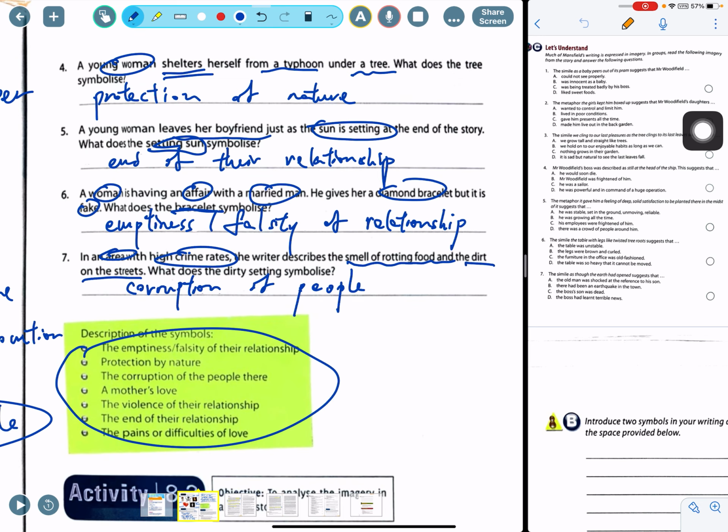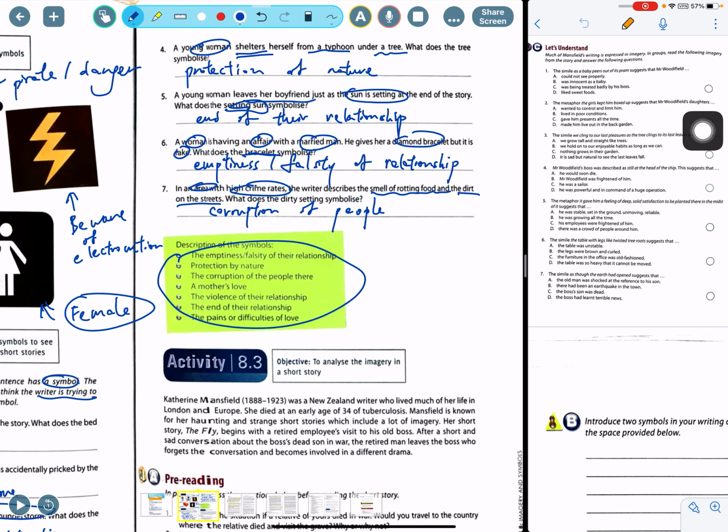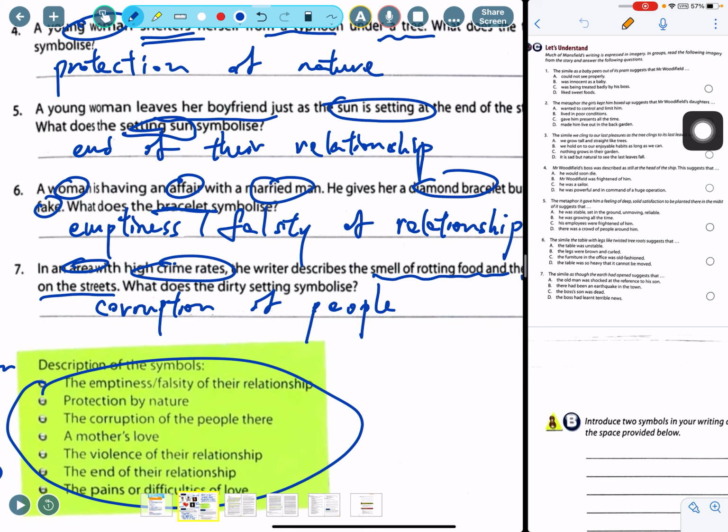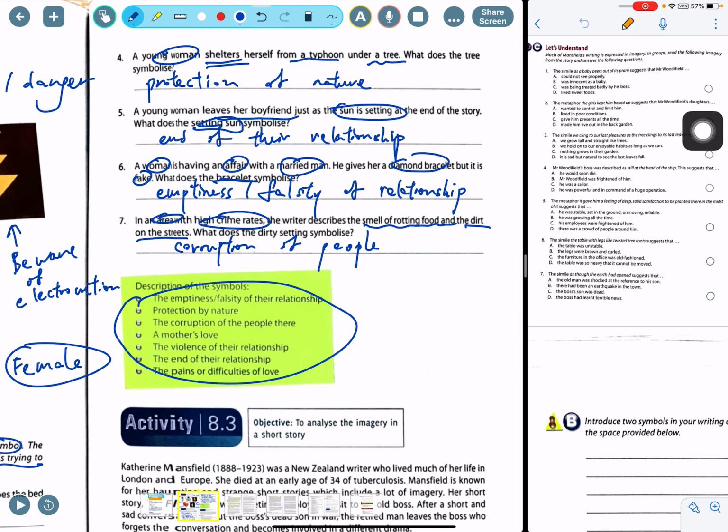All right, so these are the symbols that you can kind of understand when you see fake diamond bracelets, setting suns, or the dirty setting, that you kind of feel what it's like and have to get in the mood of something. And then for the story this time, I don't think the meaning or the plot is as important as the description, because we want to focus on imagery and symbols. So I'll just highlight those parts that you need to understand and then just explain this part.